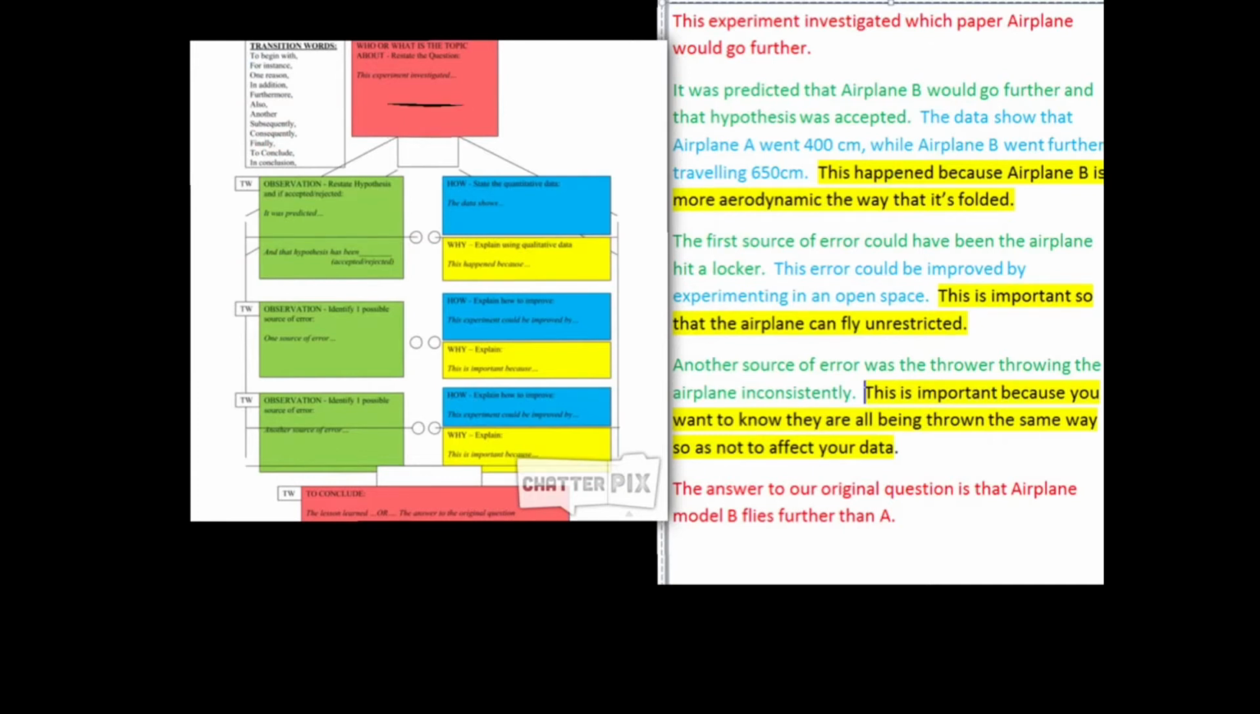Okay, kids. Now, let's look at an example of a conclusion paragraph written using me. Notice that the top sentence is red because that's the information that goes in my head. That's when I say or restate what the question was. This experiment investigated, and that's where it goes.